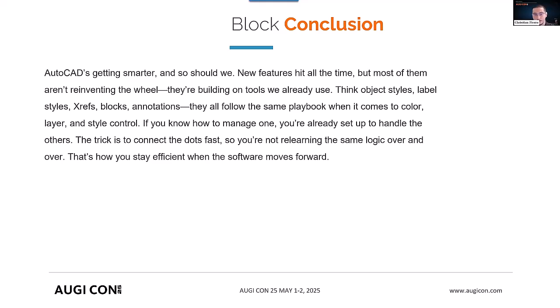Now, for the block conclusion, AutoCAD's getting smarter, and so should we. New features hit all the time, but most of them aren't reinventing the wheel. They're building on tools we already use. Think object styles, label styles, XREFs, blocks, annotation objects. They all follow the same playbook when it comes to color, layer, and style control.